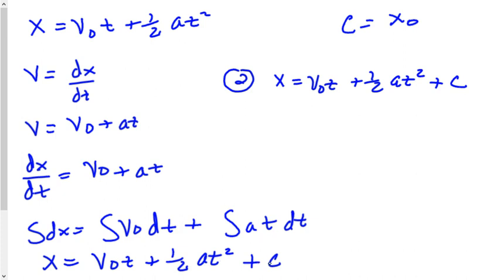Now what are we going to do? We can plug in 0 for time, and these become zeros. We find out that x is equal to c. So c really is that special constant again. It's x naught, which means we have a beginning displacement listed there. So we can plug that in for c, and we get the equation x equals v naught t plus 1/2 at squared plus x naught, or beginning displacement.